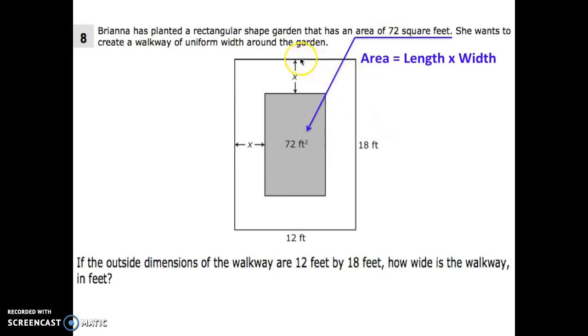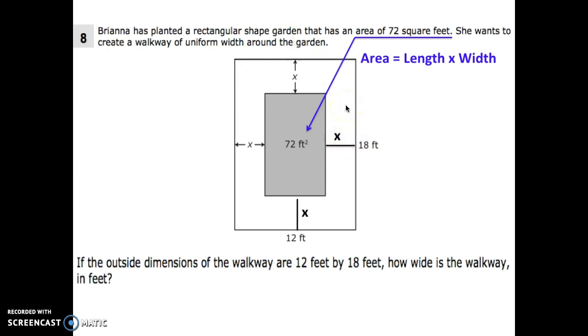Now, right here we're told he wants to create a walkway with uniform width. So right here, this is going to be the walkway, the one in white. This is length x, this is length x, which means all these sides are the same length. They're all length x. That's the one we're actually going to end up solving for. That's the whole point of this question, to solve for how long this is. Is it 5 feet, 10 feet, that kind of thing.